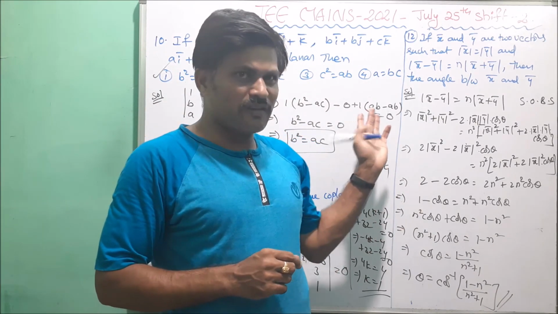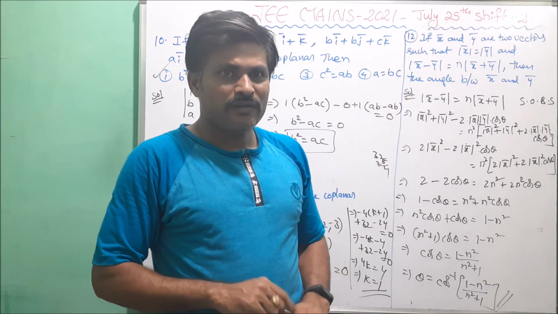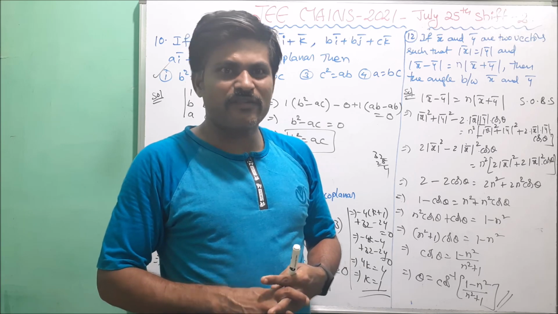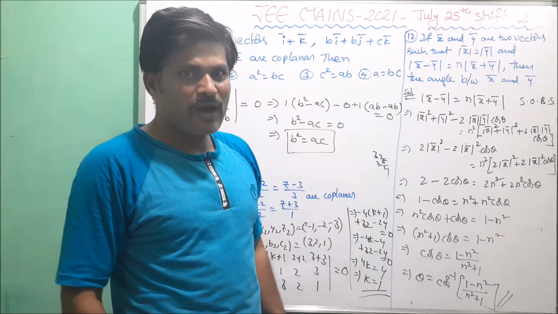So these are the 12 sums given in shift 2, 25th July paper. The remaining sums will be continued in the next video. First of all, prepare these 12 sums, and wish you all the best.